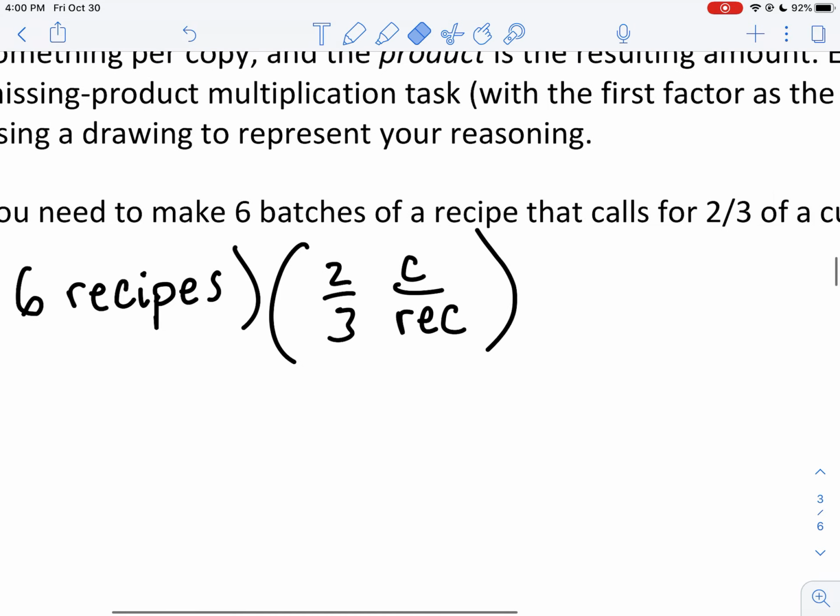And the unit down here, which is recipes, should match the unit of the multiplier. Right? You want this unit and this unit to match, and our final answer is going to be in terms of this unit.